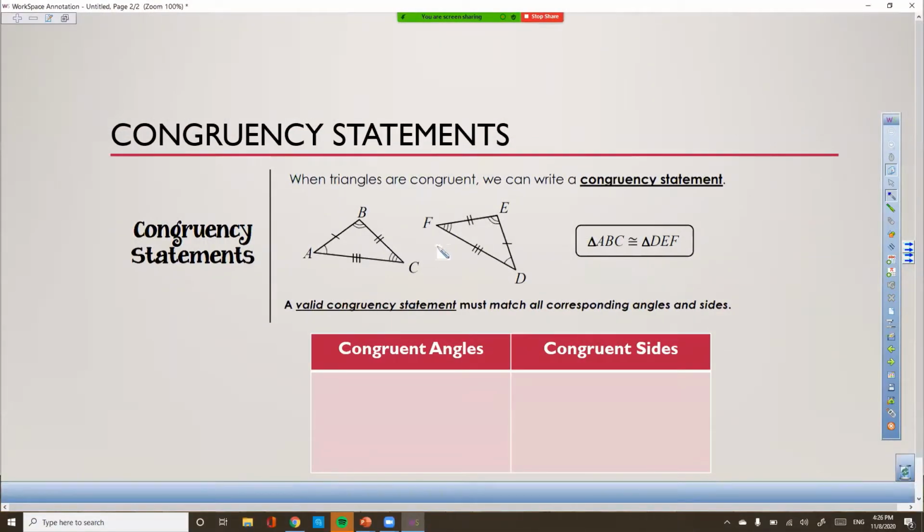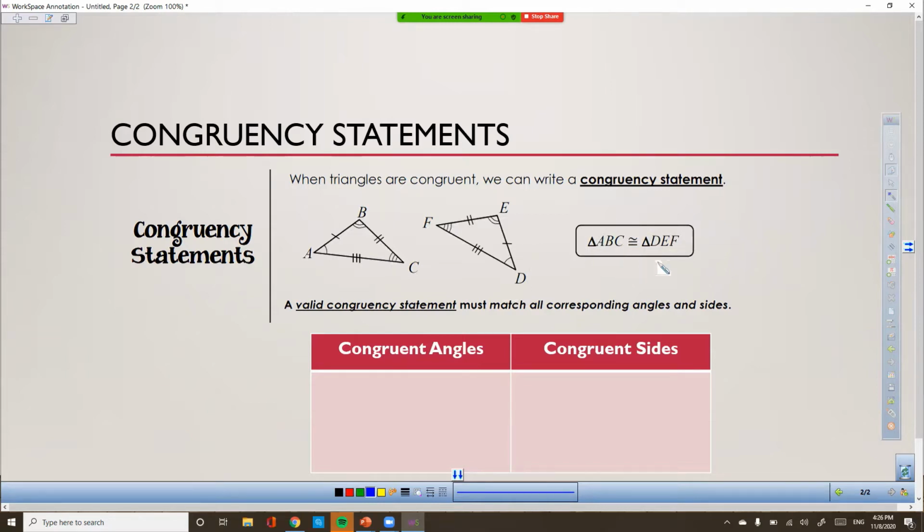In this example, we have two congruent triangles, and you can see that angle A is congruent to angle D, angle B is congruent to angle E, and angle C is congruent to angle F. Even the sides as well: side AB is congruent to side ED, side BC is congruent to side FE, and side AC is congruent to side FD. So all the corresponding sides and all the corresponding angles for these two triangles are congruent to each other. And here is a congruency statement telling me that triangle ABC is congruent to triangle DEF.